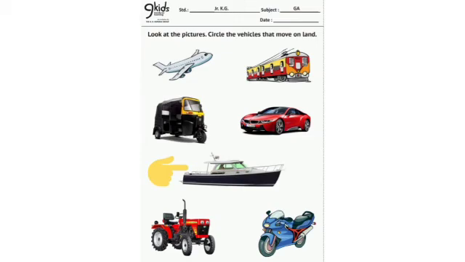Which vehicle is this? This is a boat. And does a boat move on land? No. So we will not circle it. Now which vehicle is this? This is a tractor. And where does a tractor move? It moves on land. So we will circle it. Now which vehicle is this? This is a bike. And a bike also moves on land. So what we will do? We will circle it.